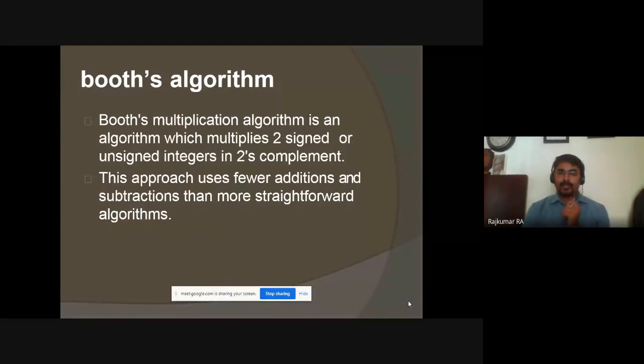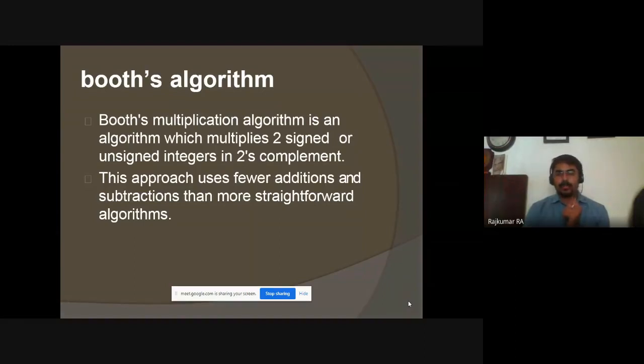We do multiplication, but in a multiplication we don't do direct multiplication. We can use some kind of addition and subtraction for the multiplication. So that way we can perform it. For this purpose, we have the Booth algorithm. That's actually the multiplication algorithm for multiplying any two signed or unsigned numbers.